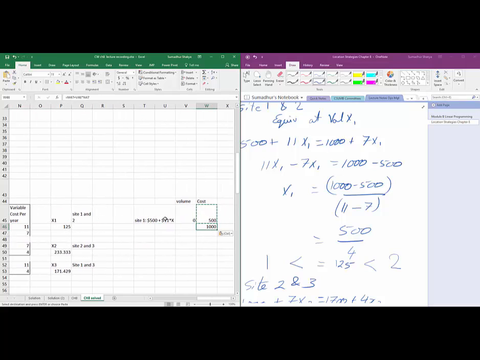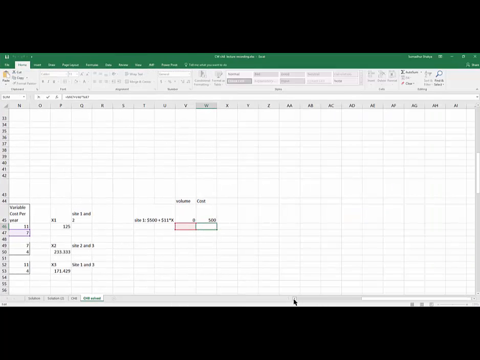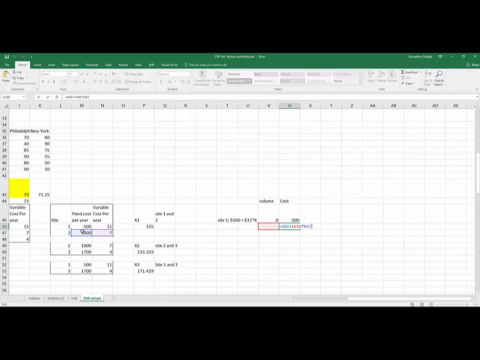Now using this I can calculate the cost for, did I use it right? How come this is 1000 yet? Oops. Okay, let me bring this here. I was supposed to use this for site 1. Now if our volume is 0 it stays 500. If my volume is 1000, then it should give me the exact point. In this case our range is around 233 or something, so let me calculate this for 300.